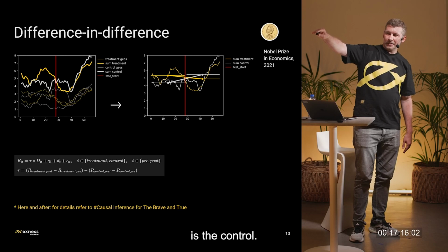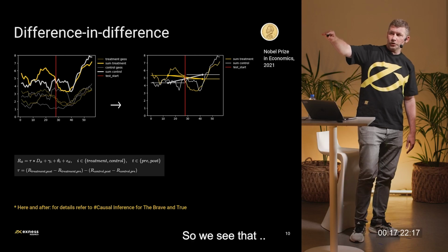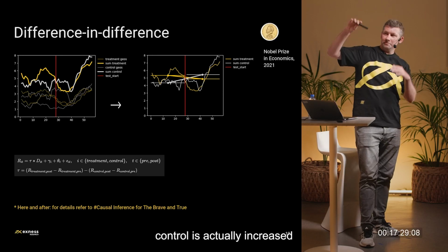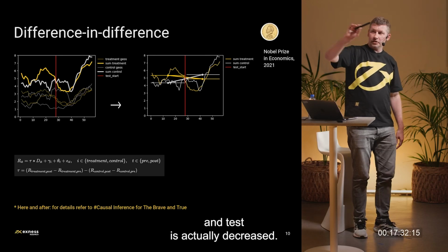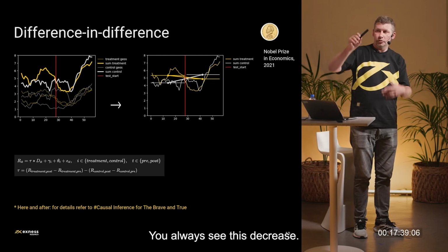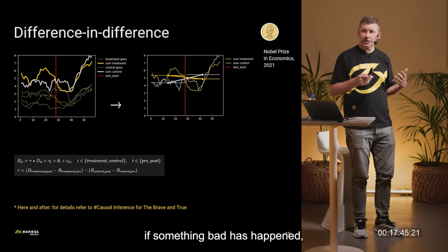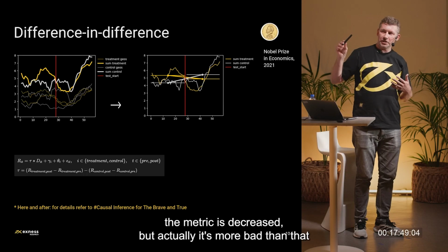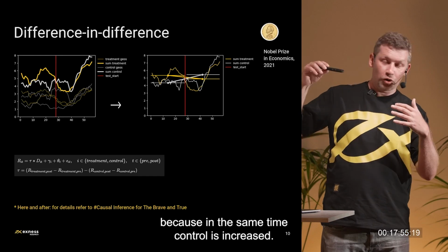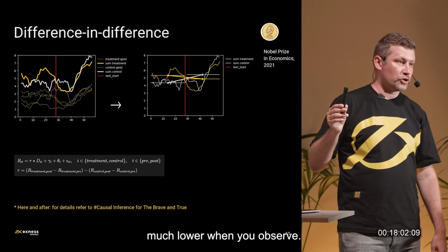white line is the control, yellow line is test. So we see that control is actually increased, and test is actually decreased. So what you observe in real life, you see this decrease. You may conclude that yes, something bad happened. The metric is decreased, but actually it's more bad than that, because at the same time control is increased. So your actual change is much lower than what you observe.